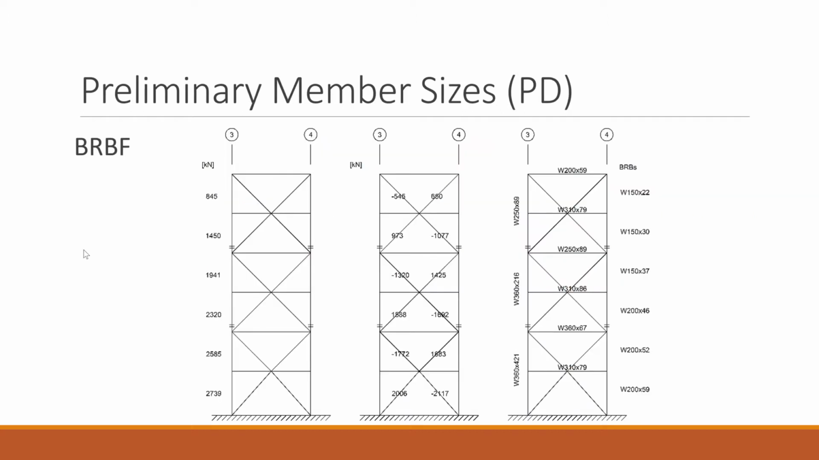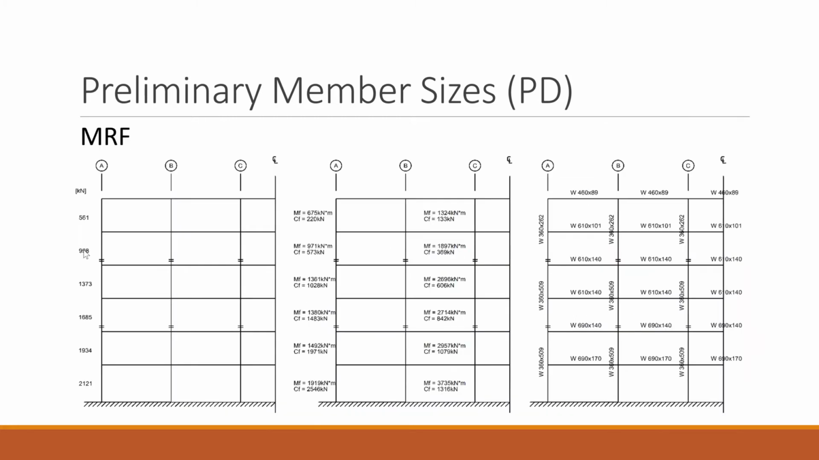In the BRBF design, brace members take all lateral forces. Beams and columns continue to carry loads induced by brace probable forces and gravity loads after the braces yield. Both tension and compression forces in the brace members are shown in the second graph. Beam and column sizes are determined from the interaction between axial forces and bending moments, and they are presented on the right.